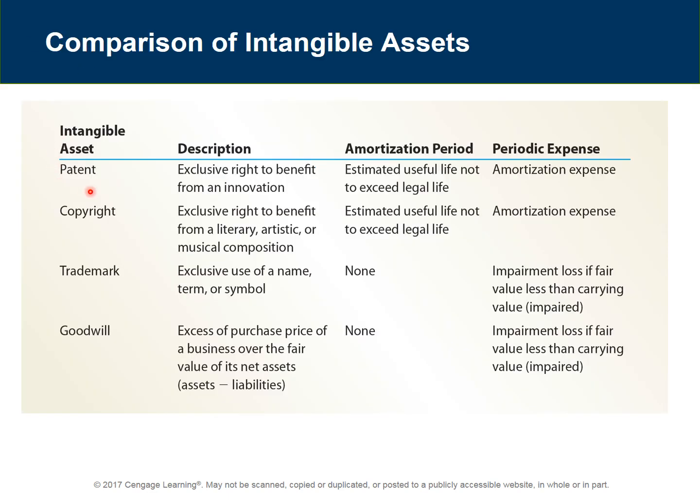So here's an example. A patent is an exclusive right to benefit from an innovation. A copyright is a literary, artistic, or musical composition. A trademark is a name, term, or symbol. And goodwill is the excess of the purchase price of a business over what you pay for its assets. An example may be a dental practice, where goodwill is frequently used. Let's say that a dentist buys another dentist's practice and pays not only for the equipment within the practice, but also the goodwill and name of the dentist that had owned the practice. He might have to pay an excess amount, and that's considered to be goodwill.